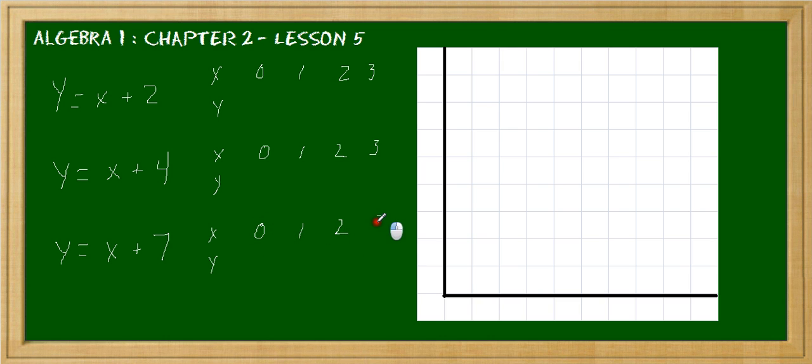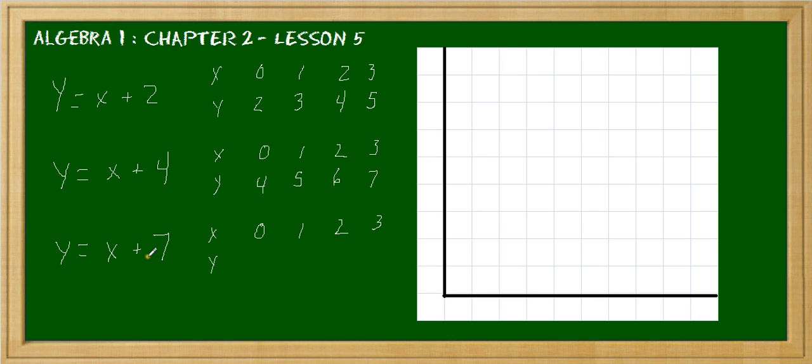So if we plug in our values, what are we going to get? Well, we plug in 0 for x, y is going to be equal to 2. 1 for x, that'd be 1 plus 2, that's equal to 3. 2 plus 2 is equal to 4. 3 plus 2 is equal to 5. Let's go down here. 0 plus 4 is equal to 4. 1 plus 4 is equal to 5. 2 plus 4 is equal to 6. 3 plus 4 is equal to 7.